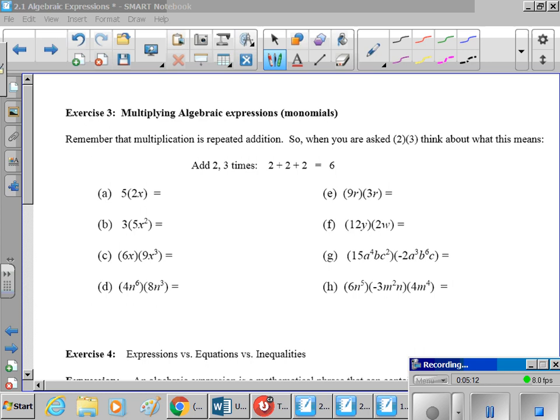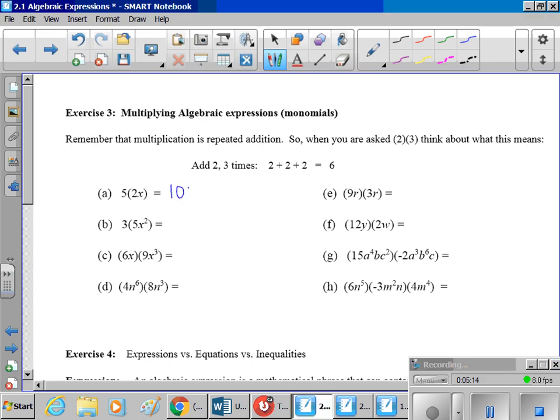So we do 5 times 2x is 10, and then throw the x on the back. B, 3 times 5 is 15, throw the x squared on the back. 6 times 9 is 54. Now beware here, because now we have x to the first and x to the third power. Going back to our laws of exponents, we keep the base, we add the exponents. 4 times 8 is 32. We have n to the sixth and n to the third, which is n to the ninth.